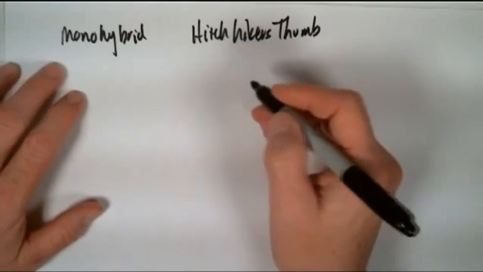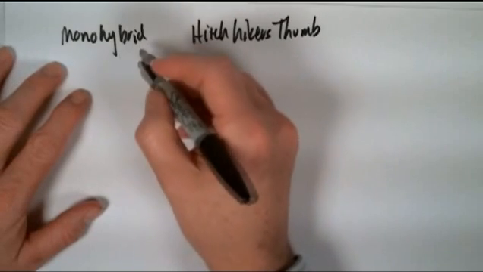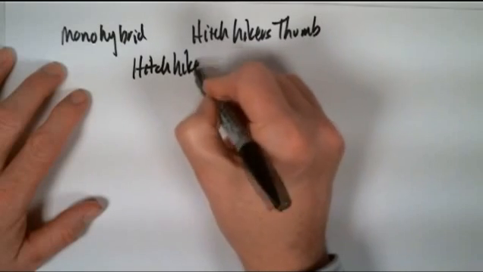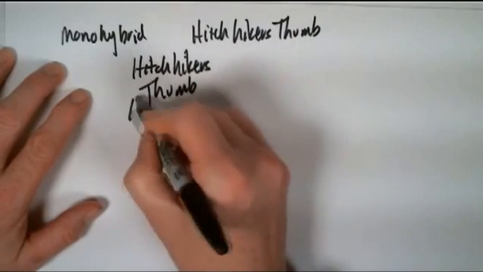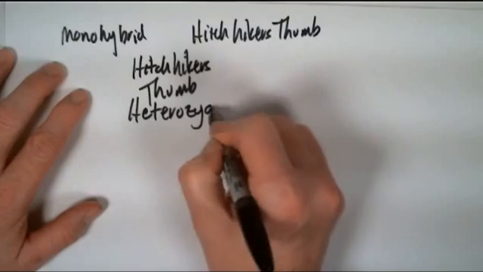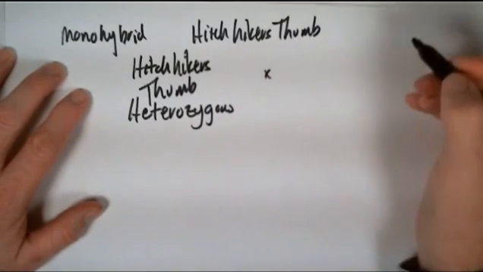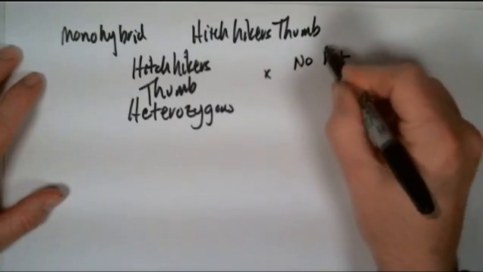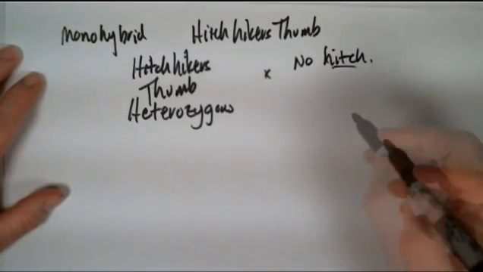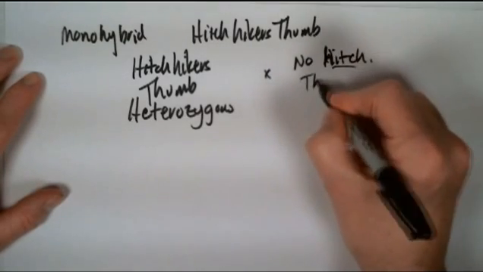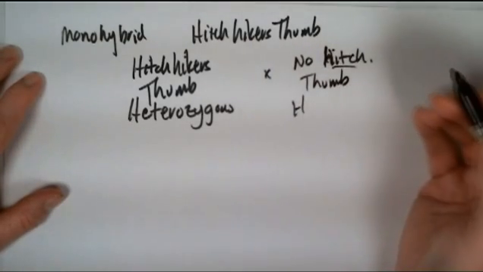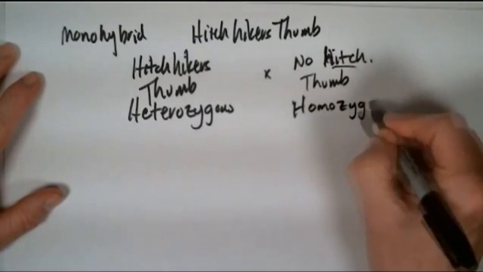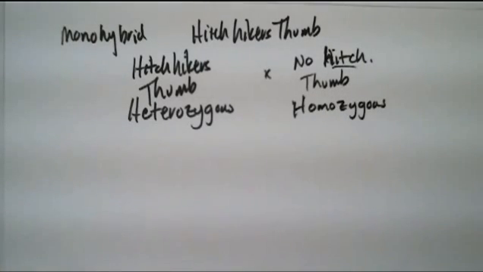So let's say that we have someone who has hitchhiker's thumb, and they're heterozygous for it. And let's say that they mate with someone who does not have hitchhiker's thumb. I'm going to start abbreviating hitchhiker's just as hitch because it makes it easier for me to write. So no hitchhiker's thumb. And if they don't have a hitchhiker's thumb, quite frankly, they're going to be homozygous recessive, but I'm going to go ahead and put it in just so you see. And this would be written in the story problem.